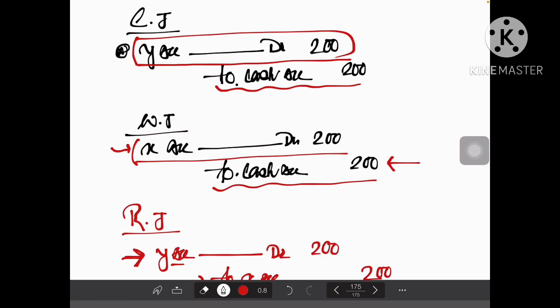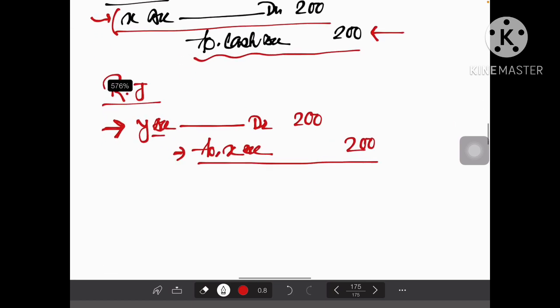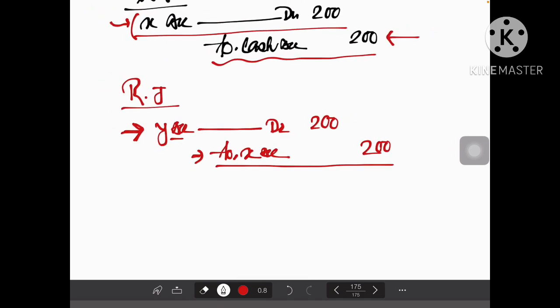Sometimes they think that the accountant made a mistake on both sides of the journal, so they try to intervene in the cash account also. Sometimes in the rectifying journal they write Y account debit 200, to X account 200, even to cash account 200. Sometimes I found it. But I believe, students, you now need to be a little more cautious about it.